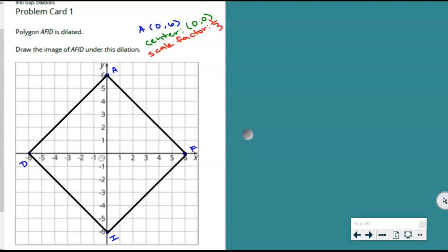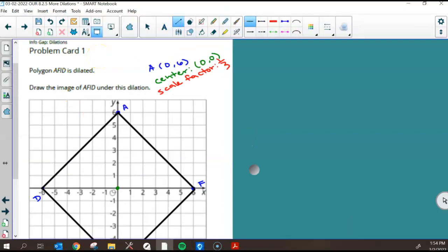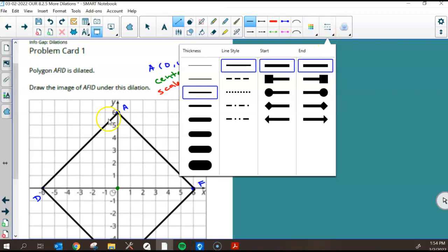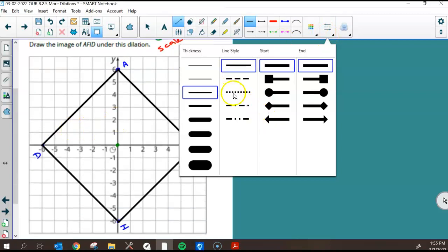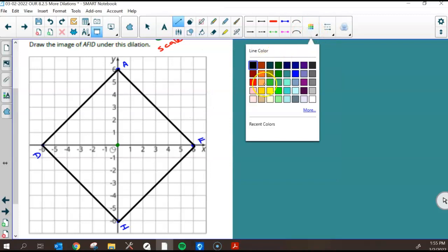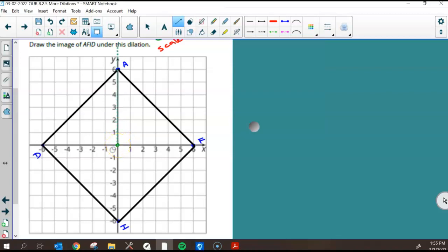Okay, before you can even dilate it, you need to know what that figure is, right? Okay, now what's next? Center of dilation is 0, 0, and this is where I have to do this. Remember, as we saw in our last lesson, and also on our first page here, we know that A prime is going to lie somewhere on the line that goes from the center through A. And F prime is going to be somewhere on that line that goes from the center to F. And the center to I, so that's probably a good idea to draw these first, right?